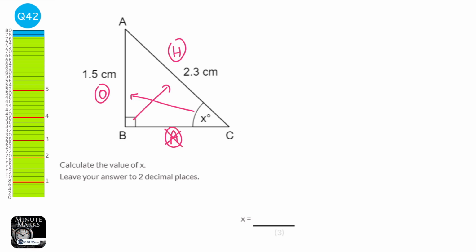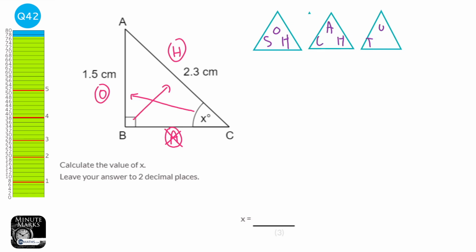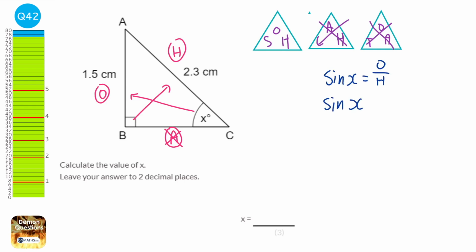And the next thing we're going to do is we're going to do our SOHCAHTOA triangles. SOH, CAH, TOA. Now, because we crossed out the H, we can cross out the triangles that have a H in. So we're left with SO, and SO is short for sine x equals O over H. And so writing that in, well, the angle is x, and the O is 1.5, and the H is 2.3.